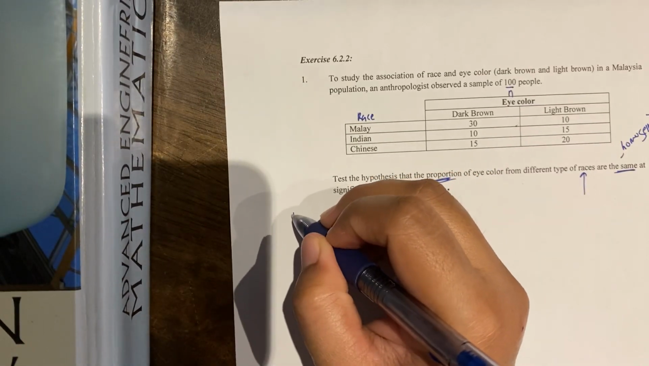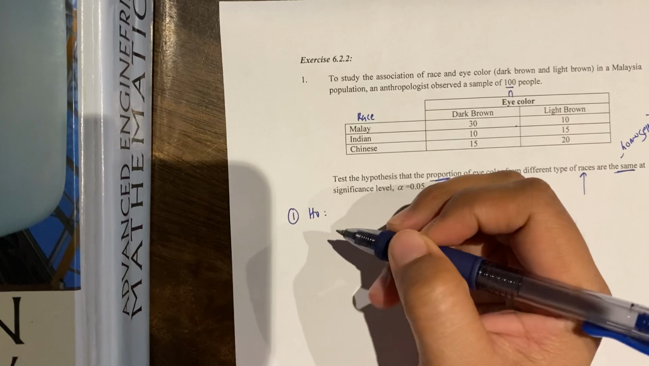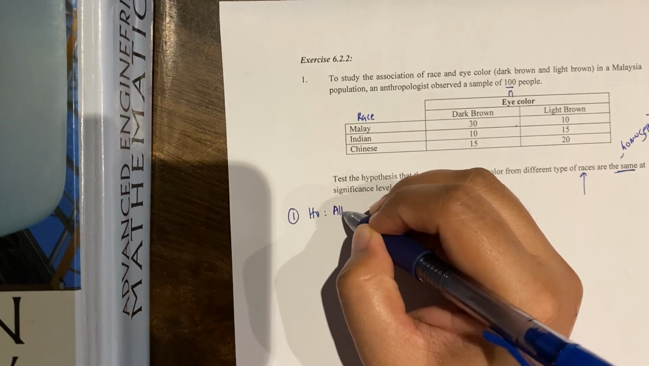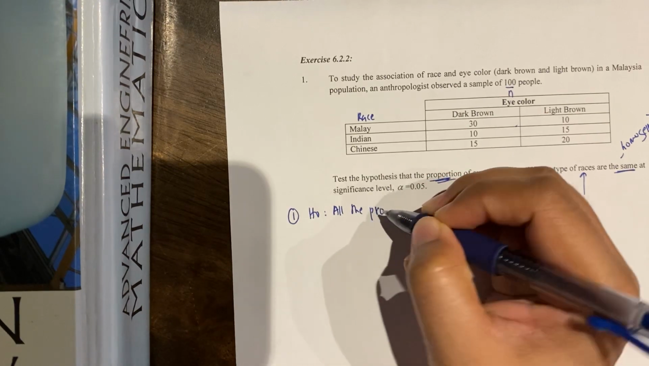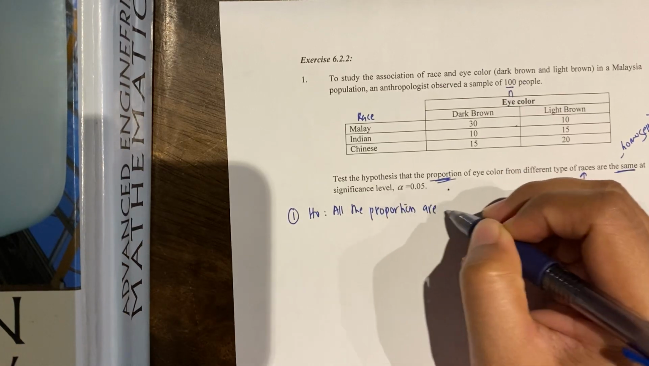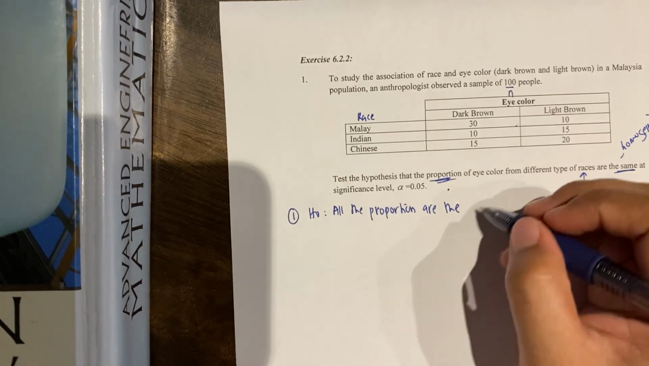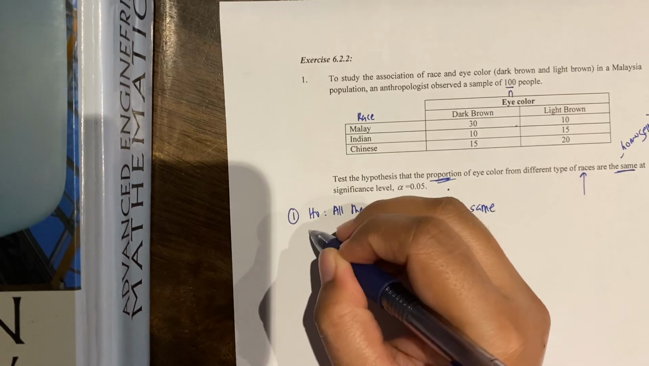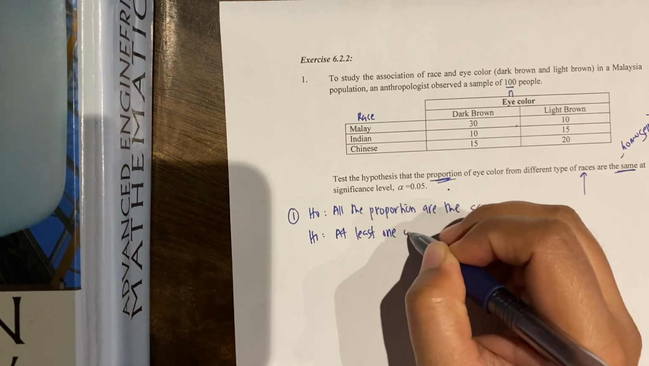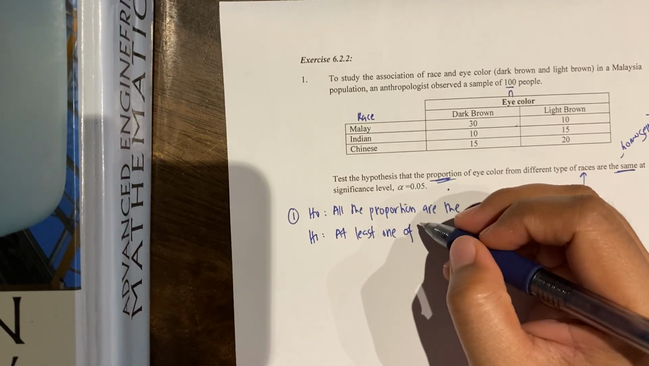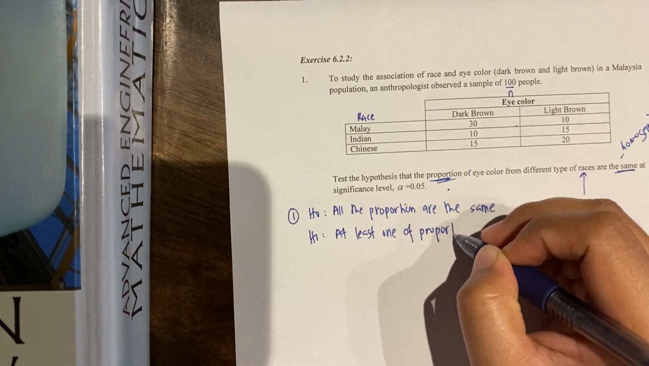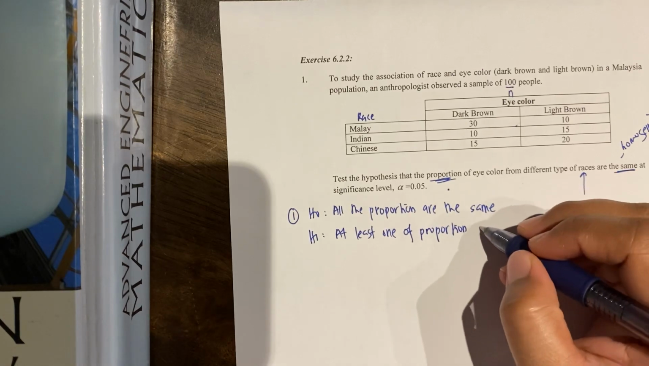But to be easy, for your hypothesis, you just write the sentence. H0 will always be all the proportions are the same. It doesn't matter whether row or column is your subject. H1, at least one of the proportions is different from the others.